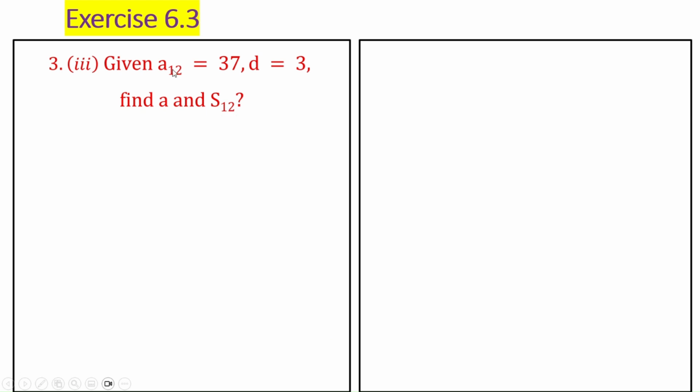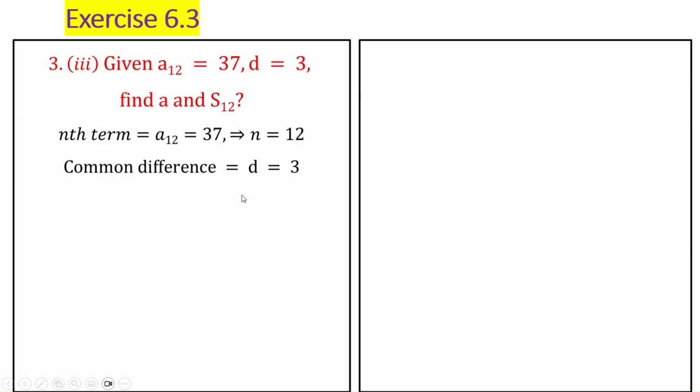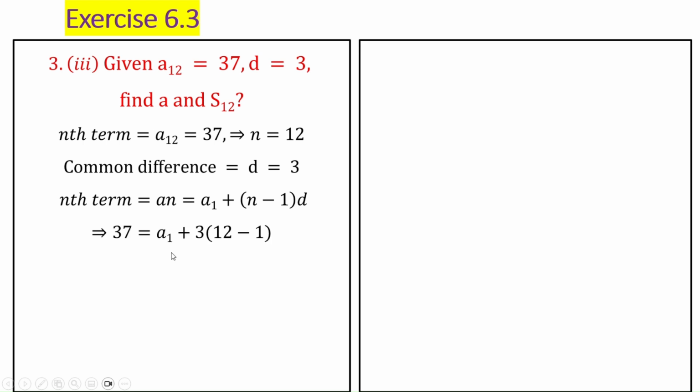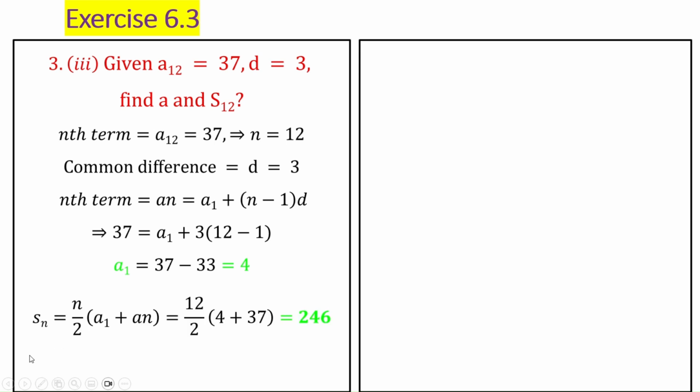Sum of 12 terms and a12 is given. So the last term is given, and d is given, n is given. So n is 12, a12 equal to 37, d equal to 3. For the nth term, again I will use the same equation. Then I get the value of a1 equal to 4. Now I have all the values required. I substitute in the Sn. So the answer is 246.